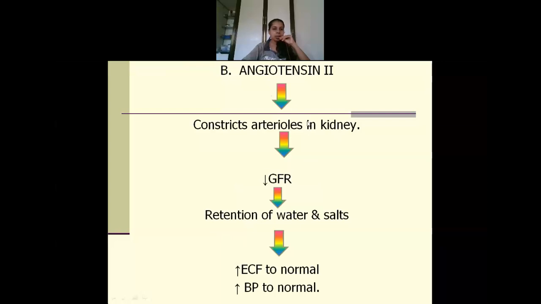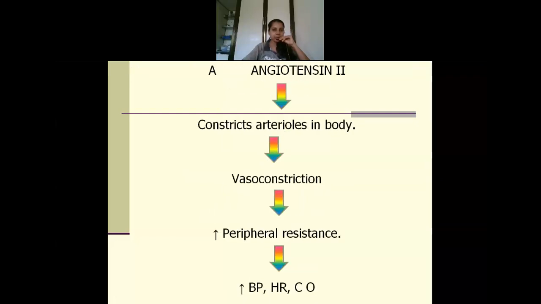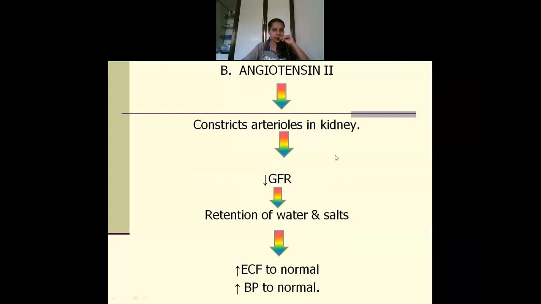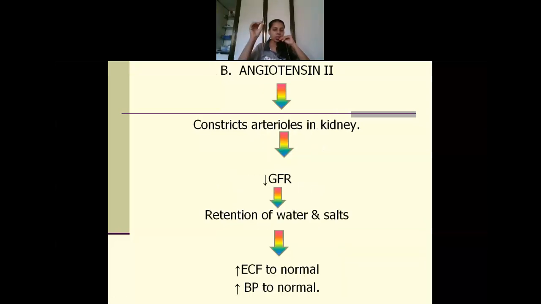Next, angiotensin 2 also constricts the arterioles in the kidney. Not only in the body, it also constricts the arterioles of the kidney. So what will happen when there is constriction of the arterioles of the kidney? Vasoconstriction means decreased GFR, glomerular filtration rate. So when there is decrease in GFR, there will be retention of water and salts. It will try to retain salt and water.